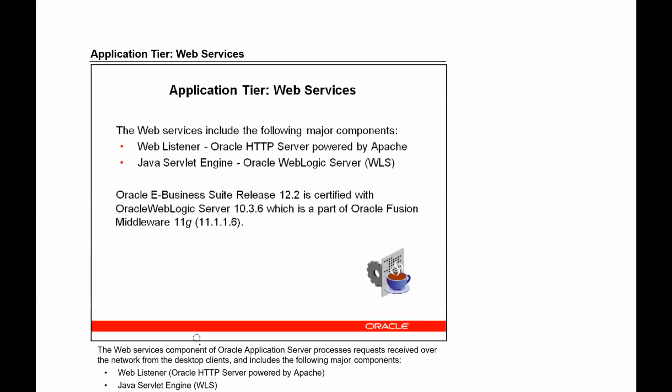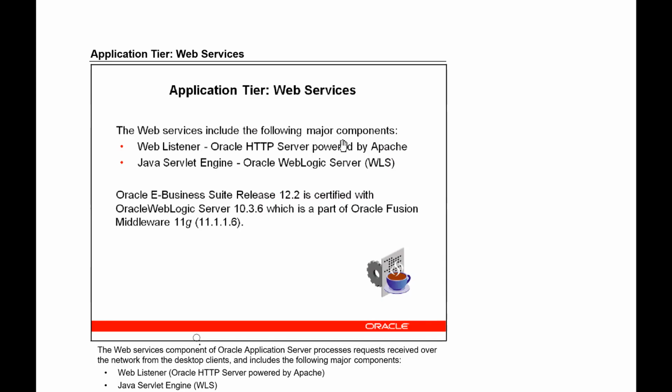Now from there, he covers one by one. In the application tier, what are the 4 things we have? We have the web services, the forms services, the Java application services, and the concurrent processing server. So let's understand what activities are done by each of them. The first one is the web services.